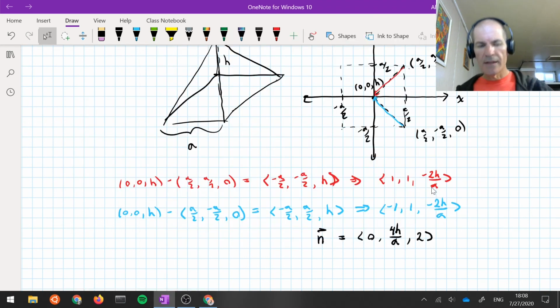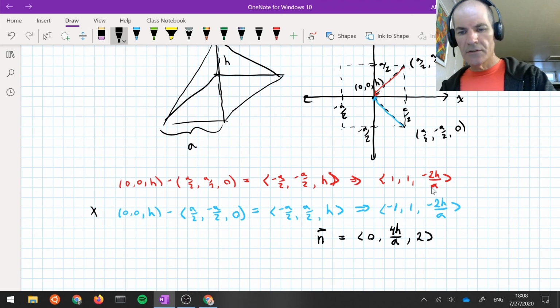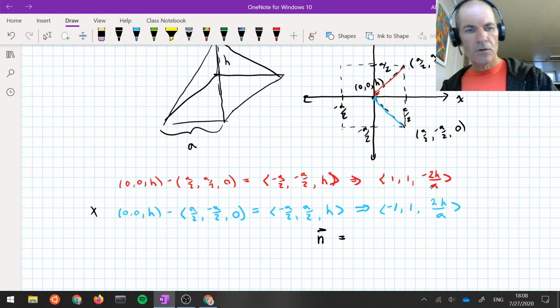Okay, I just went through that calculation again, and I made a mistake right here. I multiplied this vector through by 2 over a, so that got me -1 and a 1, and that should get me a positive 2h over a. So let's go fix that. Change that to blue, 2h over a, and let's redo this cross product.